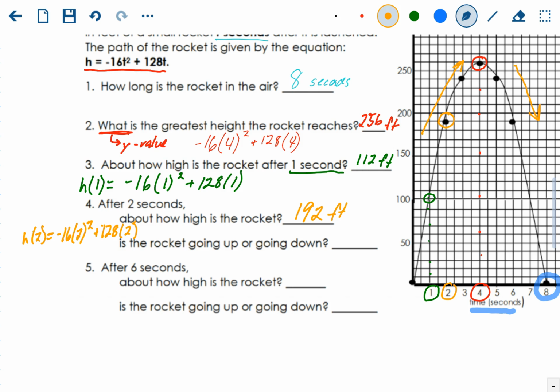Is it going up or is it going down? Well, remember, parabolas change direction at the vertex. This one's left of the vertex. It's still on that uphill path. So this one's going up.